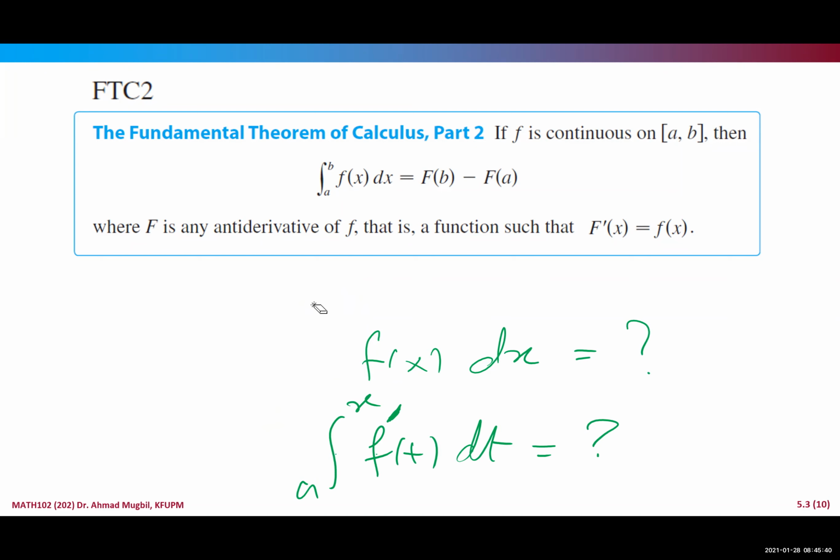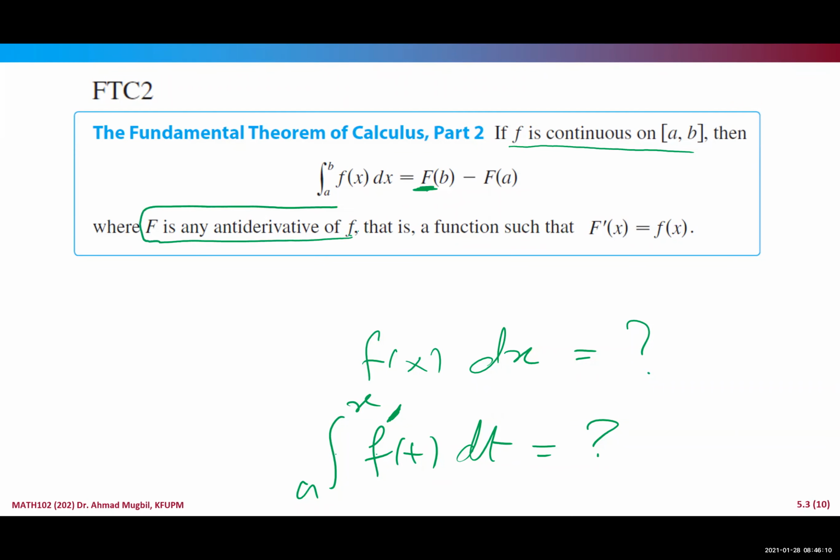So what does this theorem say? It says that if you have a continuous function over a closed interval, then its integral from a to b of f of x equals F capital at b minus F capital at a. What is F capital? F capital here is the antiderivative. It is the antiderivative of f.